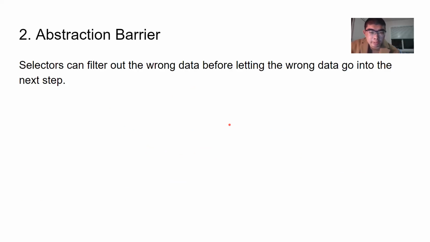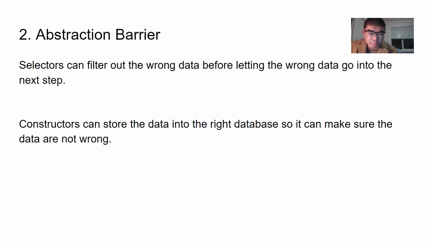So selectors can filter out the wrong data before letting the wrong data go into the next step. Constructors can store the data into the right structure so that you can make sure that the data are not wrong. So as I said, you can filter in the selector or the constructor function, so that before things go wrong, you can stop them and handle the situation. So this is why selector and constructor tools are important. Yeah.